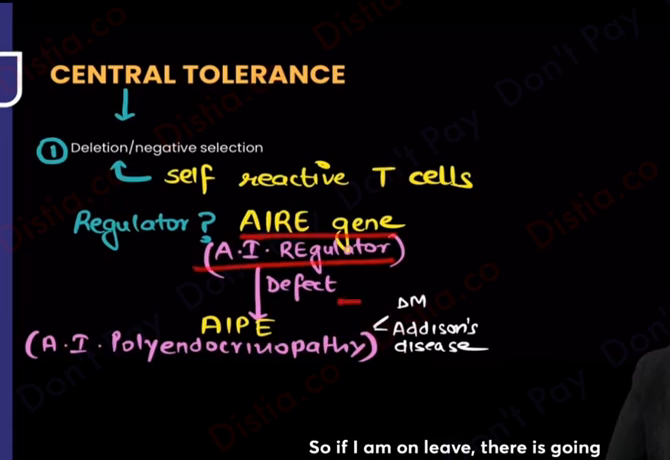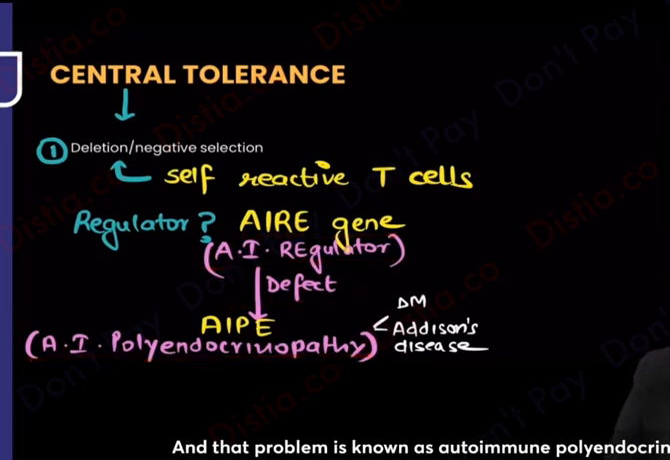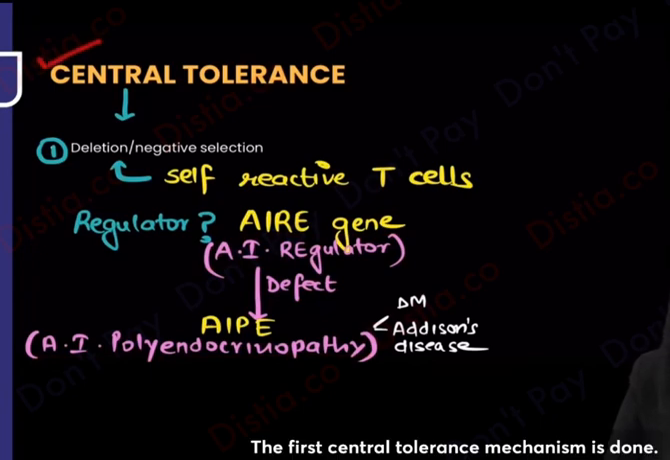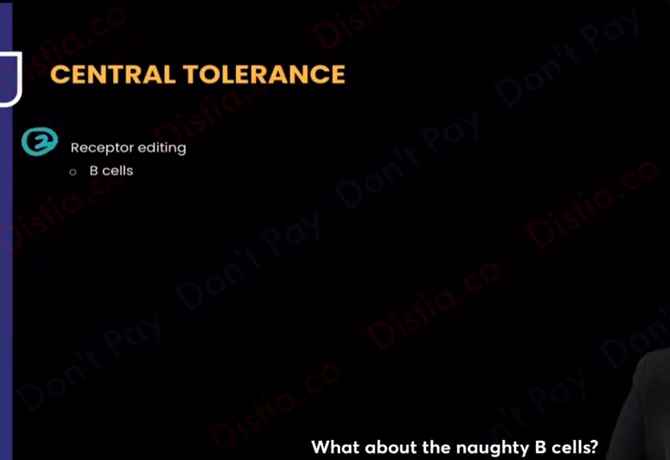So if I am on leave, there is going to be some kind of problem that will happen, and that problem is known as autoimmune polyendocrinopathy. The first central tolerance mechanism is done. We can move on to the central tolerance second mechanism. What about the B cells? What about the naughty B cells?